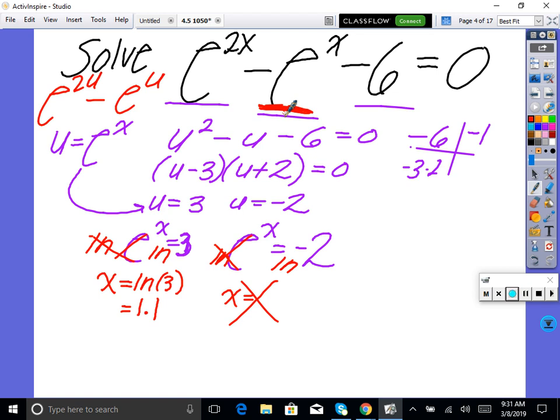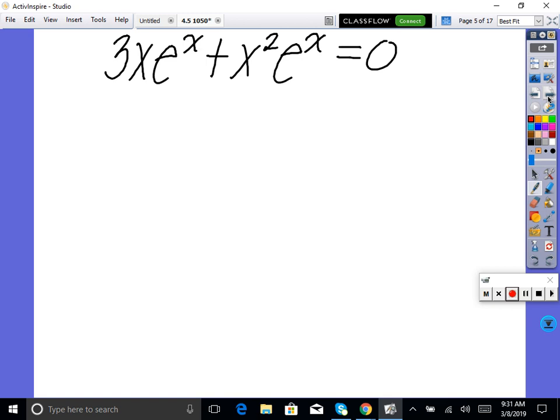Okay, good question. Okay, next one. This is another one I would recommend writing down, because it is a little different. 3x e to the x plus x squared e to the x equals 0. Now this one's not quadratic in form, in a way. So we're trying to solve this. So any ideas of where we might start?